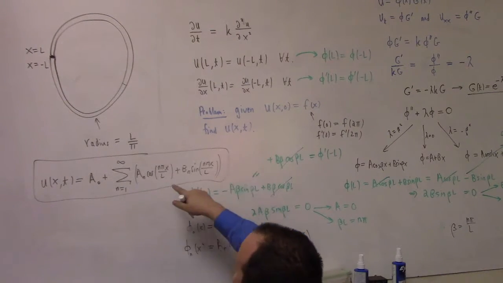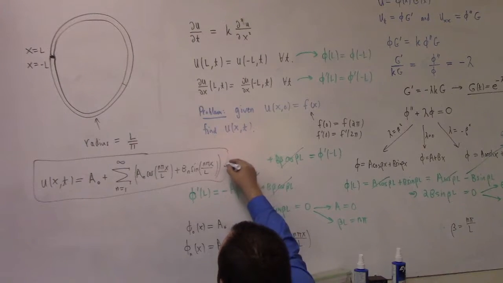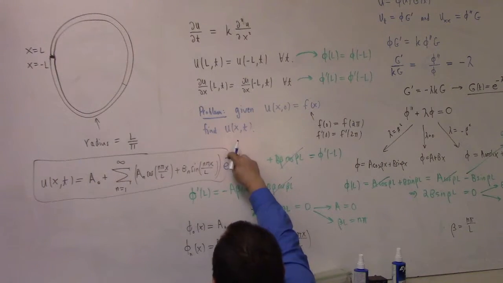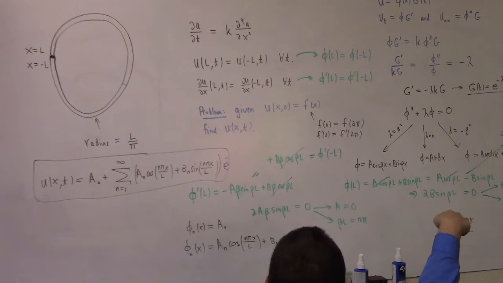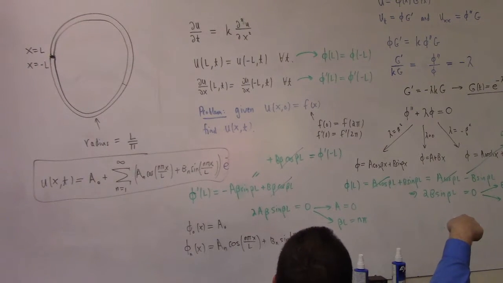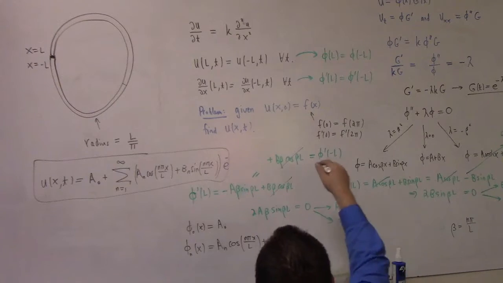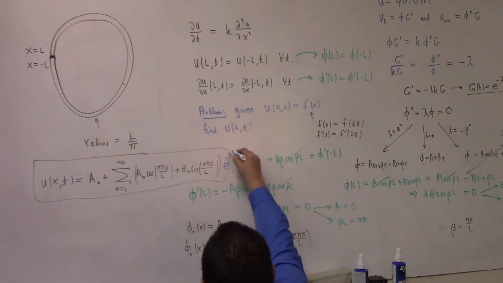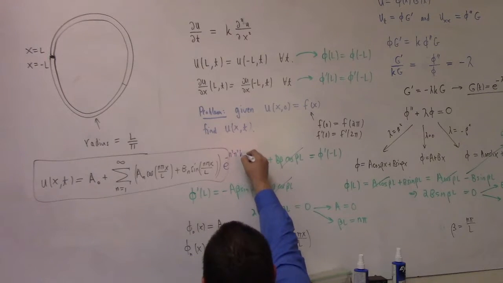This has got no time dependence. So E minus... what was lambda equal to? Lambda we decided was beta squared. Oh, it's quite awful, isn't it? Minus n squared pi squared k t over L squared?